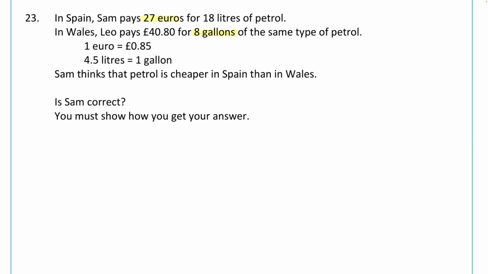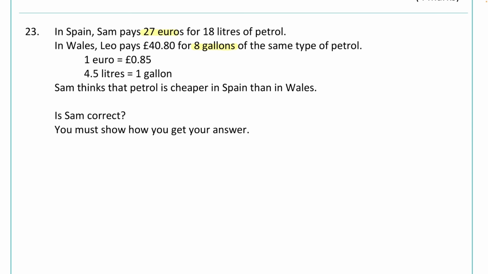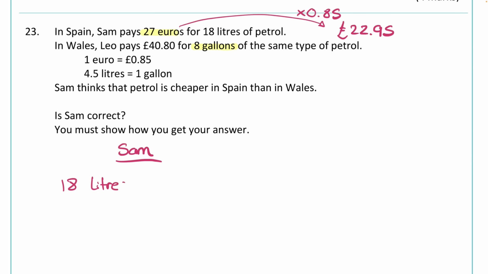So if we start this off, €27, let's do this to the side over here. To get that into pounds, we're going to times it by 0.85. So 27 times 0.85 gives us, in pounds, £22.95. So for Sam, which is already in litres, we have 18 litres, and that costs £22.95. The next one, we're going to work out Leo.